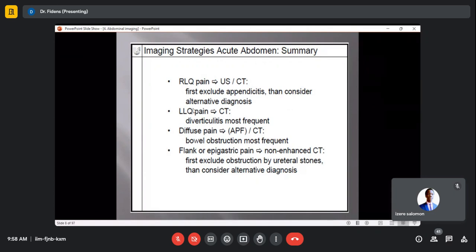When it is about left lower quadrant pain, in most of the cases, ultrasound cannot help, because remember what is there in the left lower quadrant region. There's just colon, descending colon. What else? For females, maybe ovaries and everything. In most of the cases, ultrasound cannot help, because the first diagnosis you have to think about is diverticulitis.